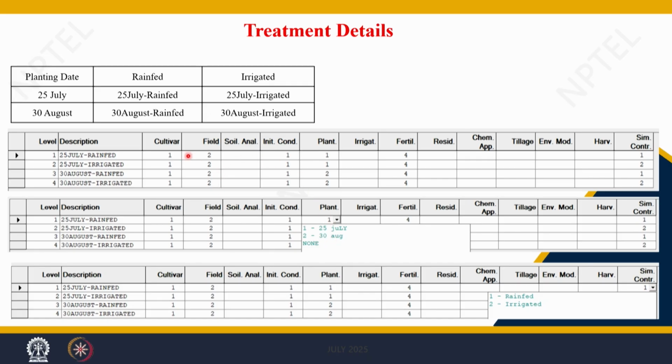If you see here, the cultivar remains the same, you are not changing it. The field remains the same, that is the sandy loam soil already there in the experimental management file, which we are not changing. The initial conditions remain the same; only the planting time is changing. 1 stands for 25 July, for the 25 July rain-fed and 25 July irrigated, and 2 stands for 30 August, for the 30 August rain-fed and 30 August irrigated. So, your change is the planting time.